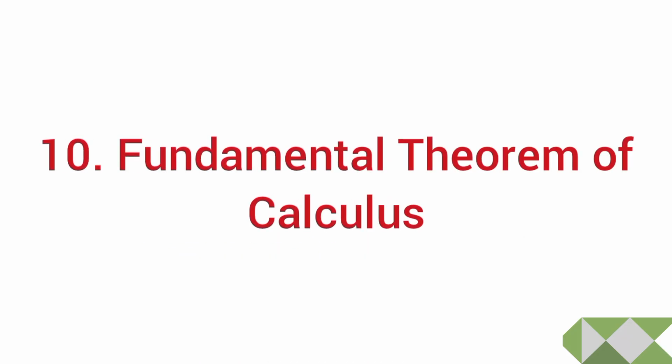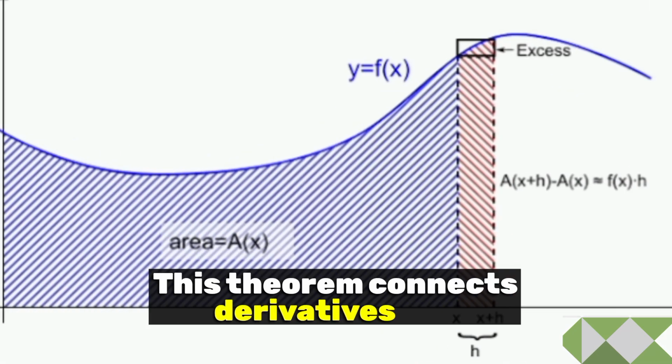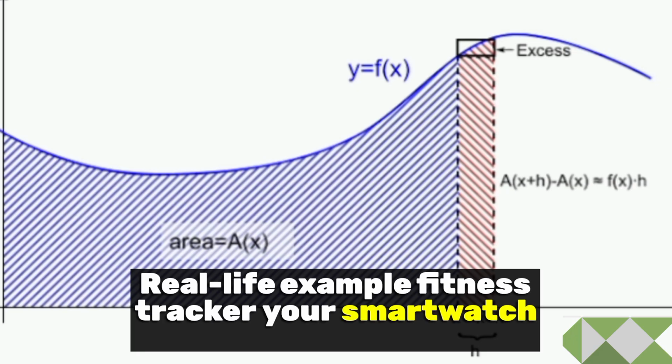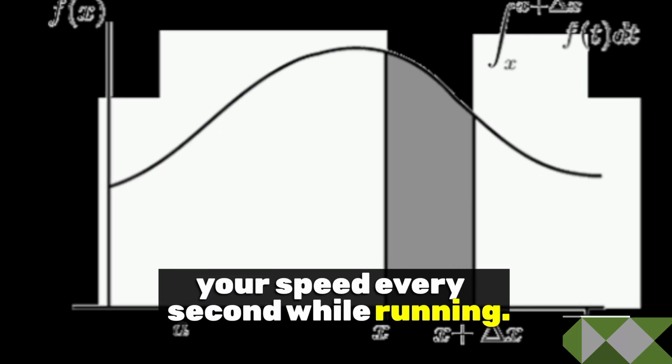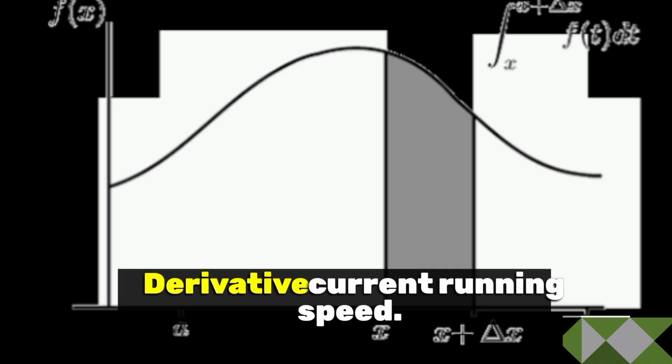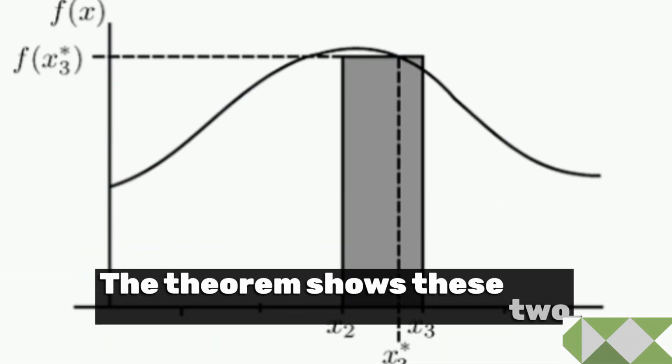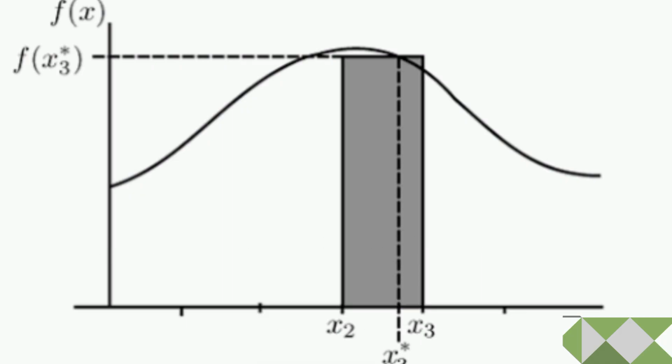Fundamental theorem of calculus. This theorem connects derivatives and integrals. Real-life example: fitness tracker. Your smartwatch records your speed every second while running. Derivative: current running speed. Integral: total distance covered. The theorem shows these two ideas are closely connected.